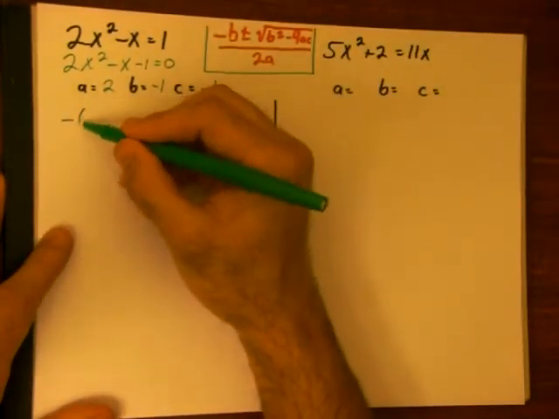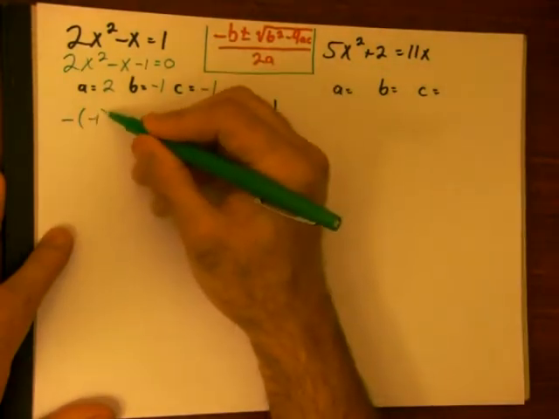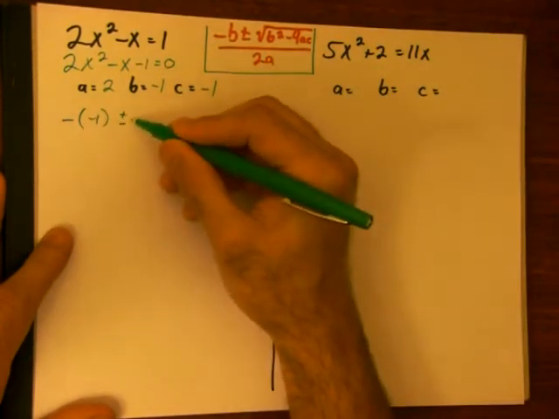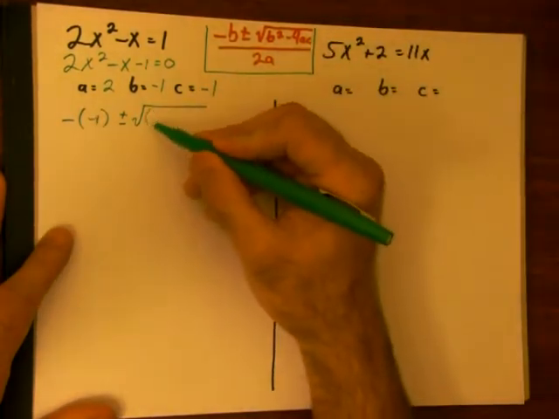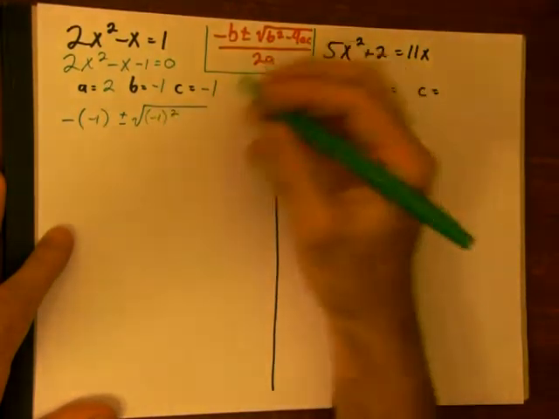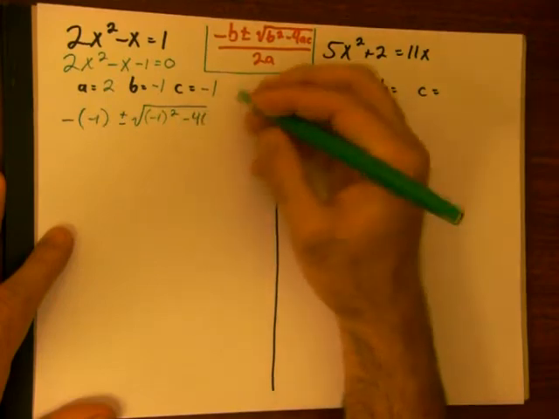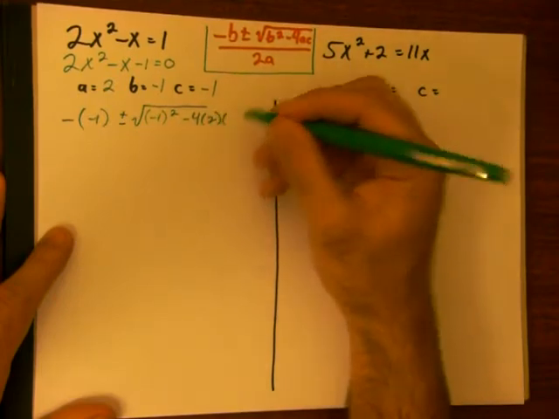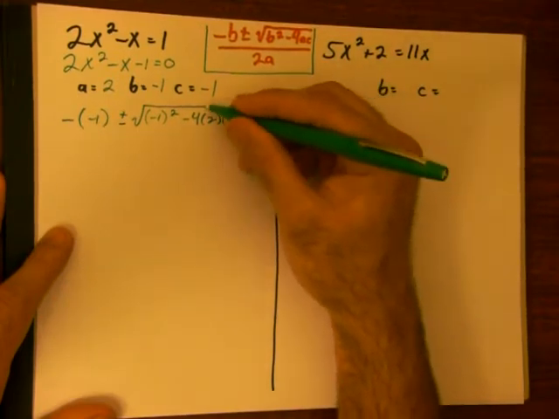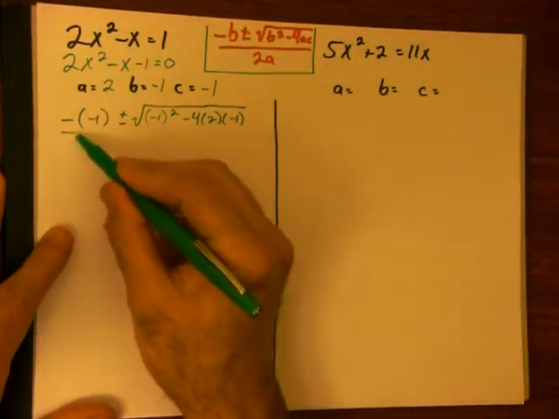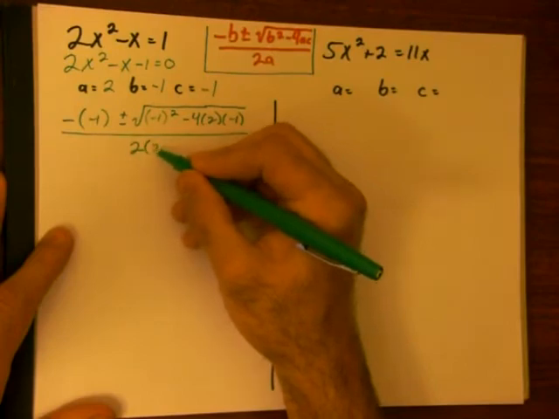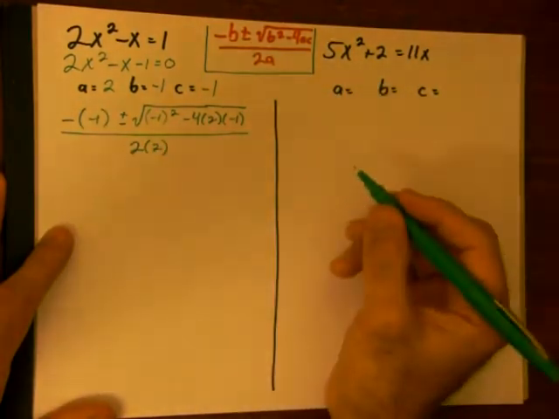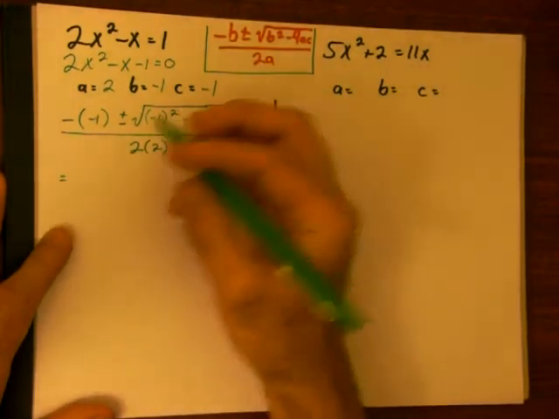So we get negative b, which is negative 1, plus or minus the square root of b squared, negative 1 squared, minus 4 times a, which is 2, times c, which is negative 1, all over 2a, which is 2. Okay, now let's simplify that.